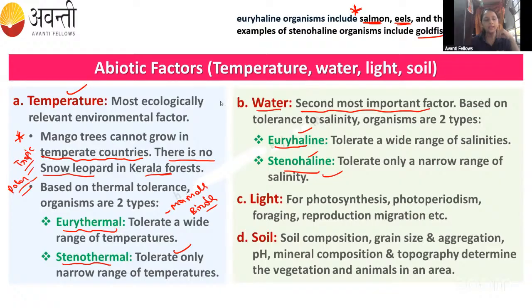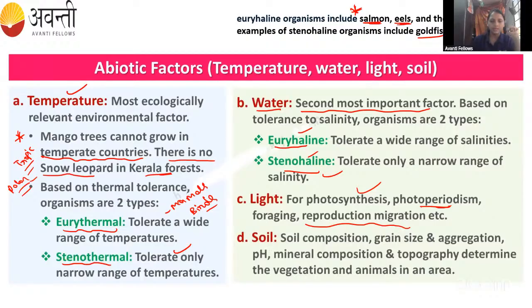Then coming to light. Light is very important for photosynthesis, the light reaction, right? And for flowering, for photoperiodism, right? Short day plants are there and long day plants are there, because depending on the light they will produce the flowers, right? So that's why we require the light. Then coming to reproduction and migration. Some organisms will reproduce and they will go foraging in search of food in the light only.